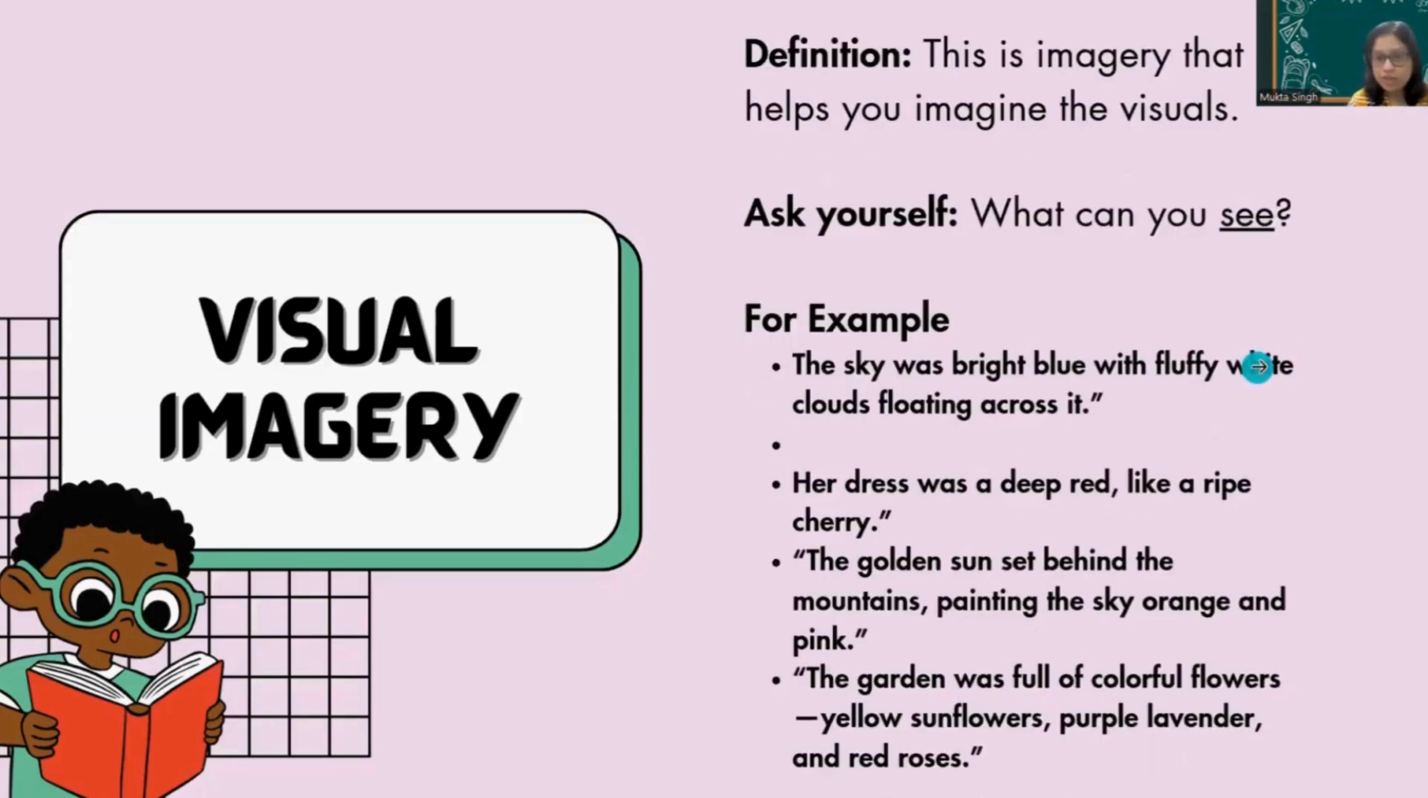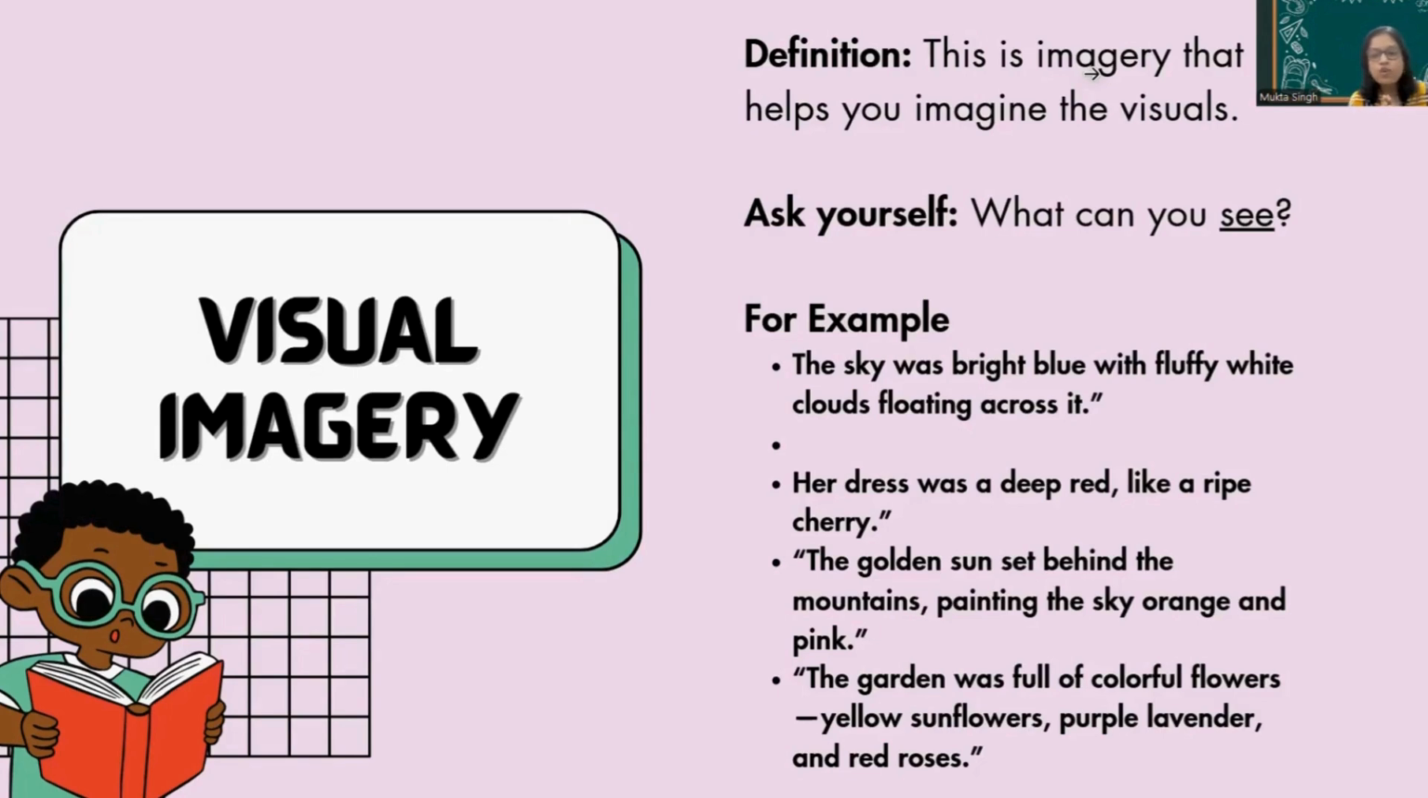Next, we have visual imagery, what the writer wants us to imagine or visualize. For example, in the sentence, he's describing how the sky looks. The sky was bright blue with fluffy white clouds floating across it. Her dress was deep red like a ripe cherry. So he has compared the color red with that of a ripe cherry, which clearly makes us imagine the color of the dress. Next, the golden sun set behind the mountains, painting the sky orange and pink.